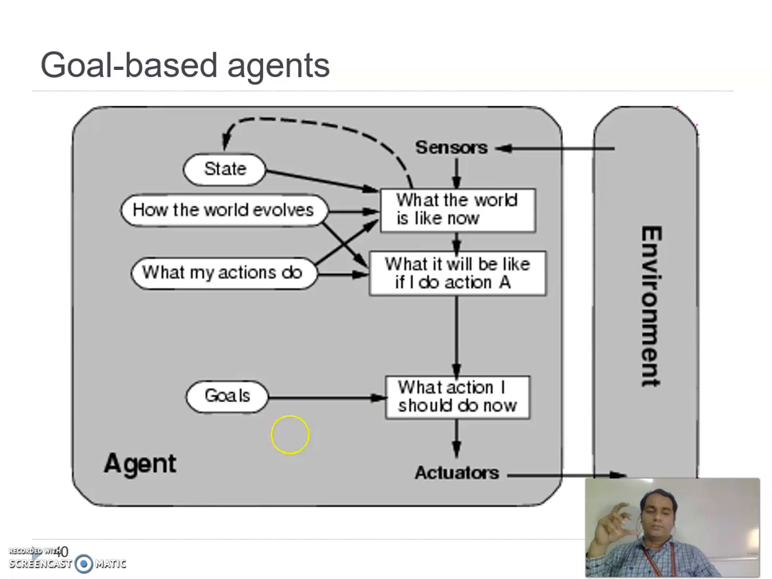So this is how the goal-based agent would look. What the world is like now, based on the state, and how the world will evolve, what my actions will do. So this is based on the current situation. From the current situation, where it can go, what it will be like if I do a particular action, where I will go ahead. Based on my goal, I will consider what action I should do now. This is how goal-based agents work.